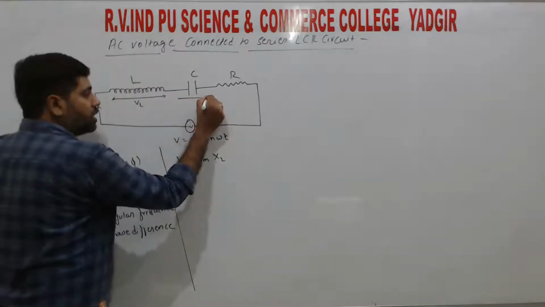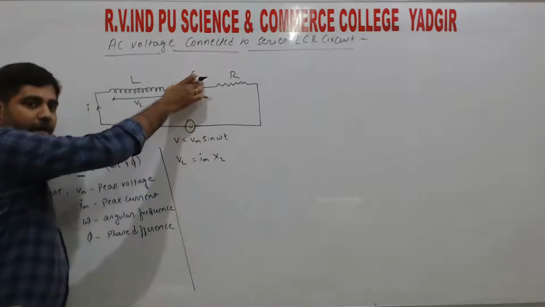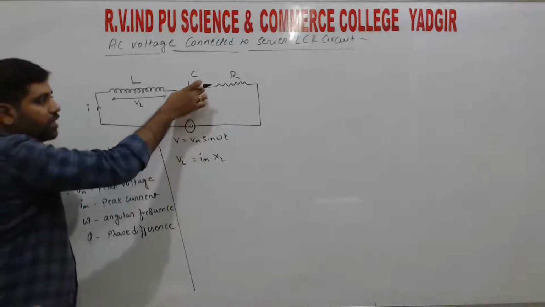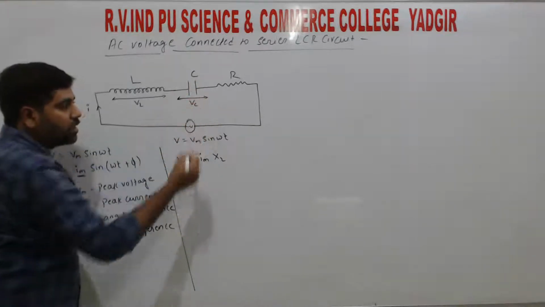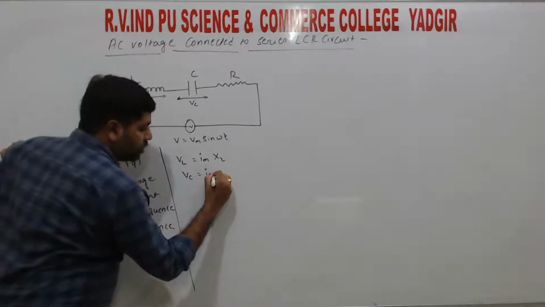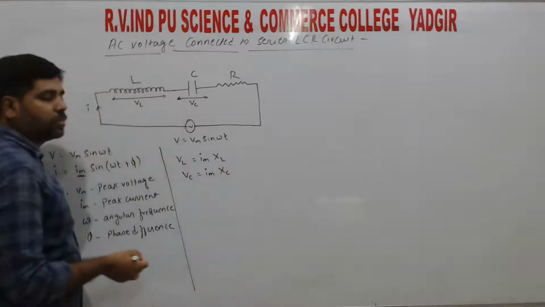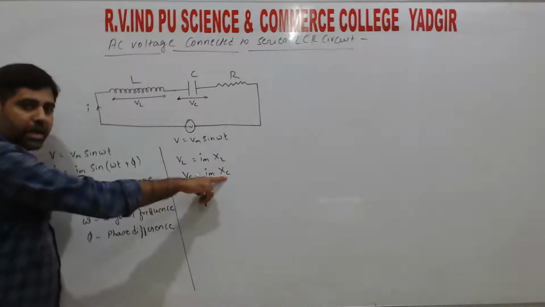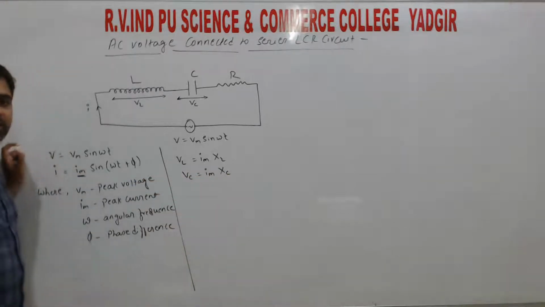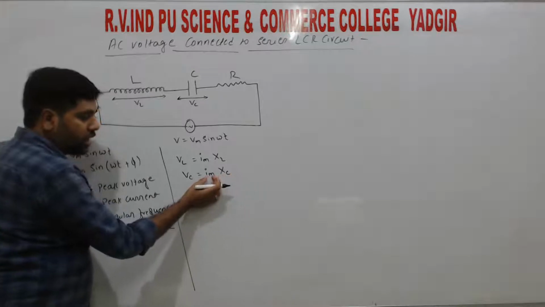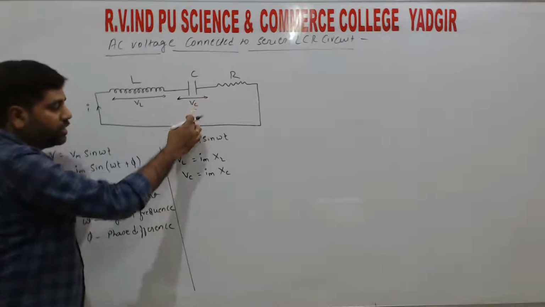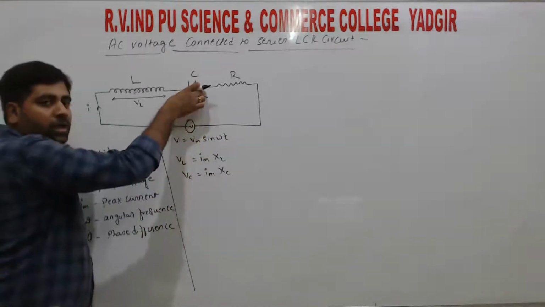In the same manner, when a pure capacitor having capacitance C is connected across the AC source, there is a voltage drop, which we take as VC. Again VC equals Im into XC, where XC is the capacitive reactance. This is also nothing but a resistance, so its unit is also ohm. Resistance into current again gives the voltage, the voltage across the capacitor, VC.